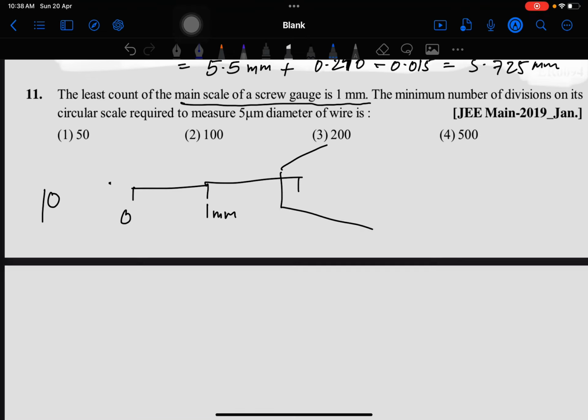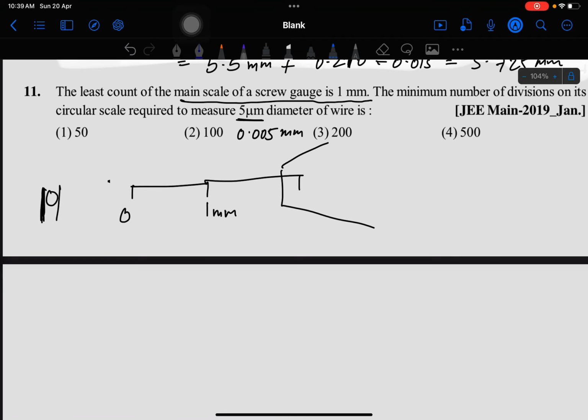But how much are you trying to measure over here? Is that more than 1 mm or less than 1 mm? It's 5 micrometers, which is 5 times 10 to the power minus 6 meters, which is 0.005 millimeters, which means it's less than the least count of the main scale. So this is the distance that you're trying to measure over here, right? This is like 0.005 mm.